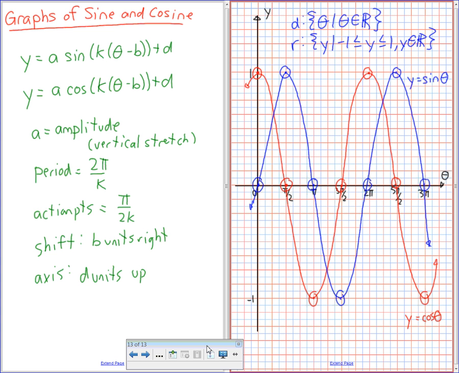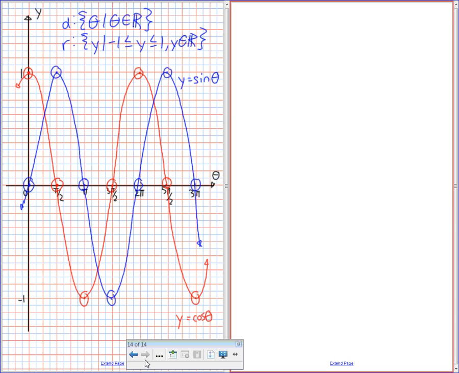Do you guys do this in advanced functions, I hope? Yes? We took it last semester. Did anybody? So you did do it last year. You did transformations last semester? Okay. All right, solving trigonometric equations.